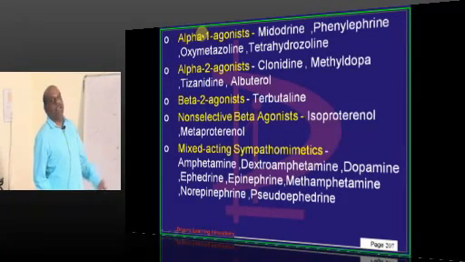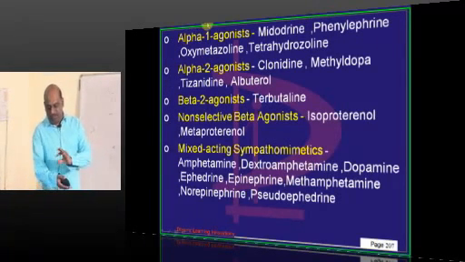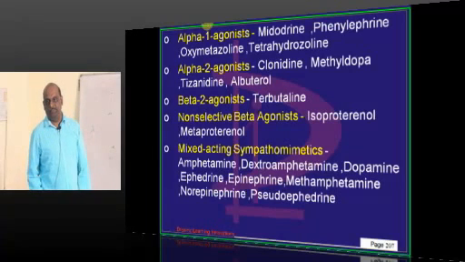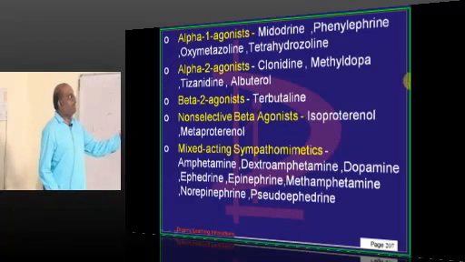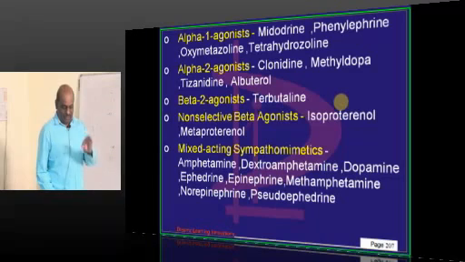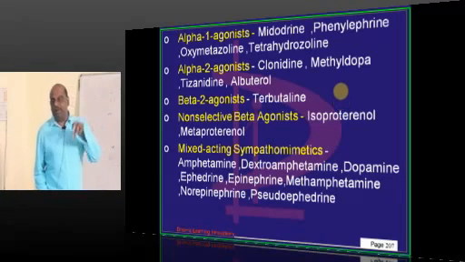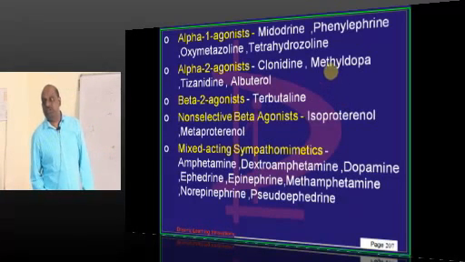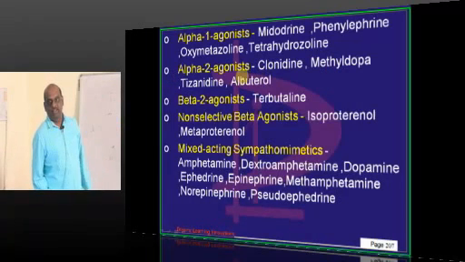You have phenylephrine like alpha-1 agonist. Alpha-1 agonist will lead to vasoconstriction. Alpha-2 agonist like clonidine will cause presynaptic receptor stimulation, leading to sympathetic outflow block. Hence they are also used as antihypertensives, clonidine, because they are alpha-2 agonists.